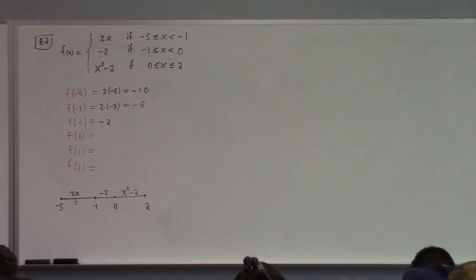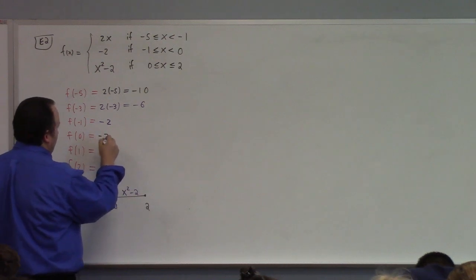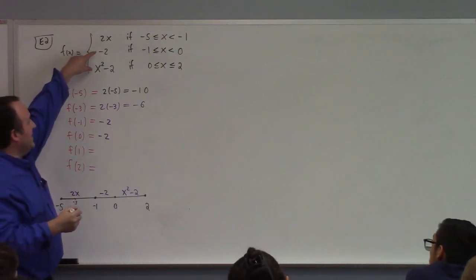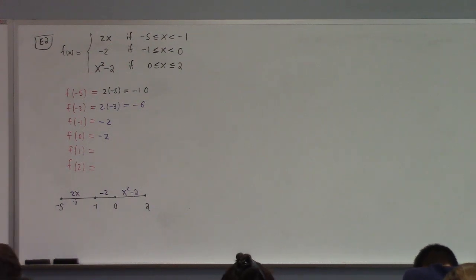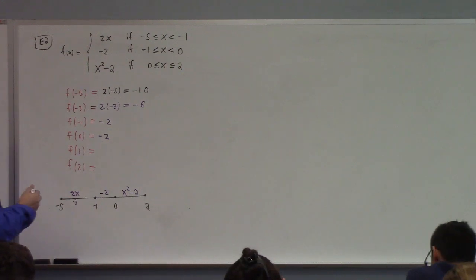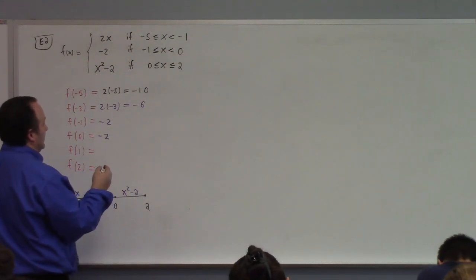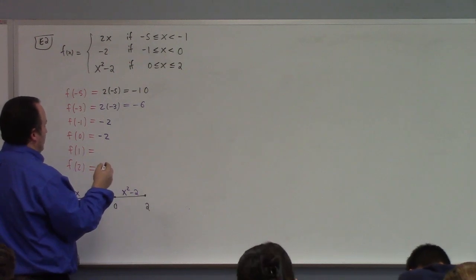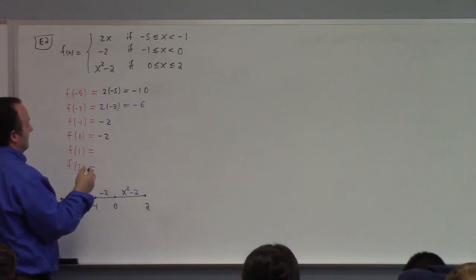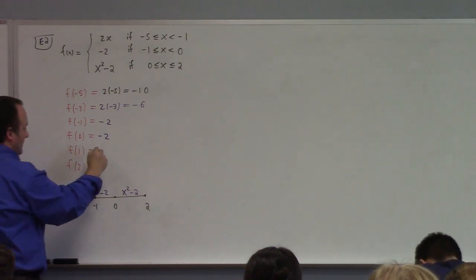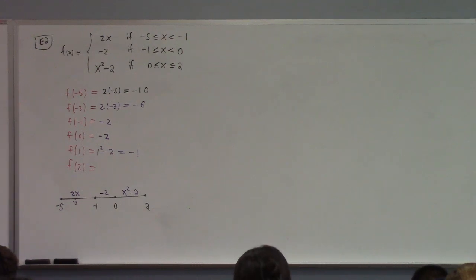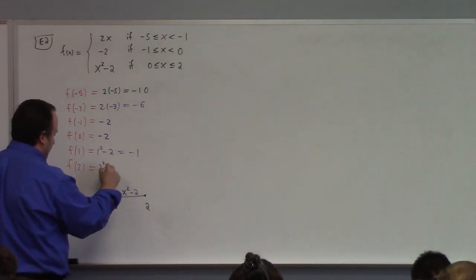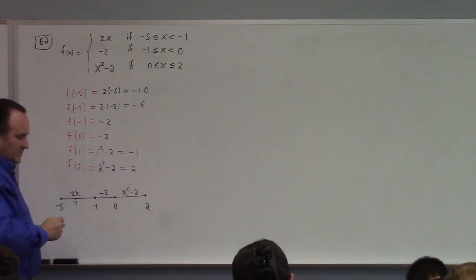F of 0? Negative 2. And again, they have arranged it so that the cases match up at the gluing point. That's going to make the graph what's called continuous, which my first example was continuous. This one's also going to be continuous. I'm going to have to invent a non-continuous one for us here. Seems like the book is being too nice to us. What's f of 1? We do 1 squared minus 2, so minus 1. And f of 2, we've got 2 squared minus 2, also known as 2. All right.